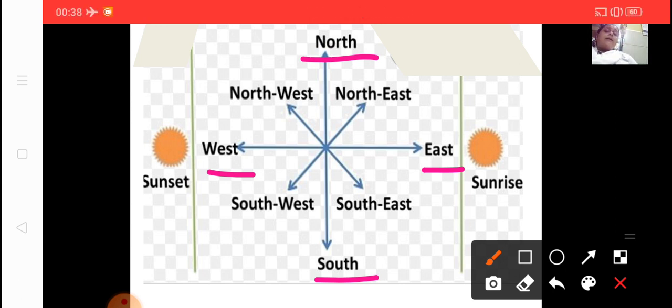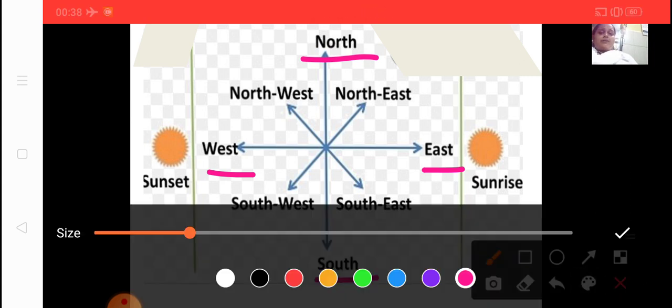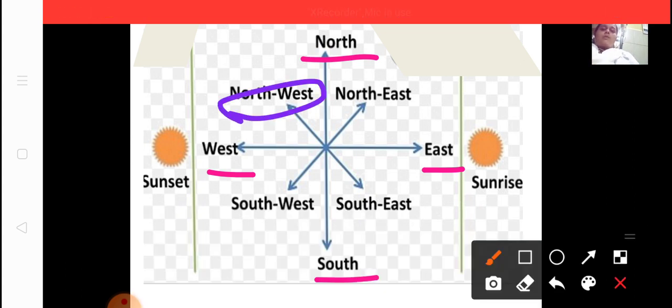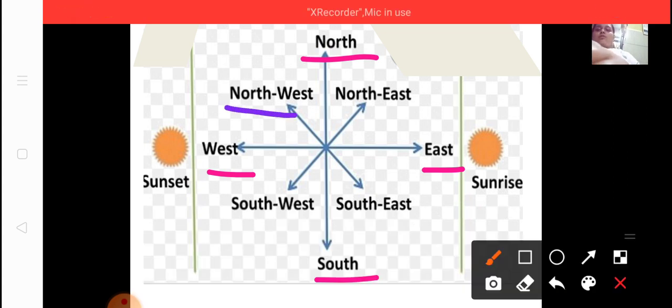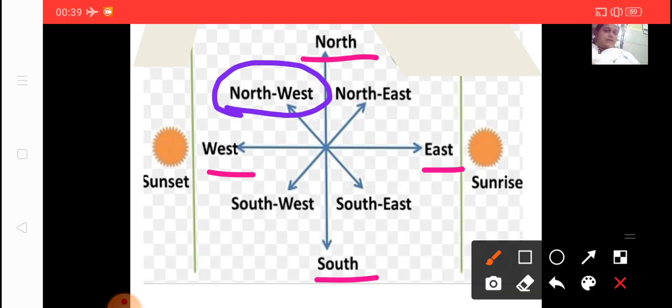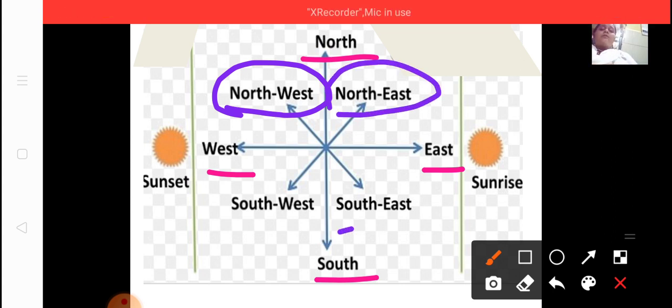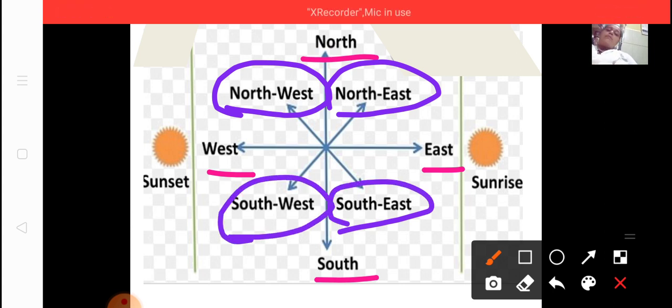The sun rises in the east and sets in the west. In the same way we have four sub directions. The one which I am marking with purple now. See, northwest is your number 1 sub direction. Northeast is number 2. Southeast is number 3 and southwest is number 4.